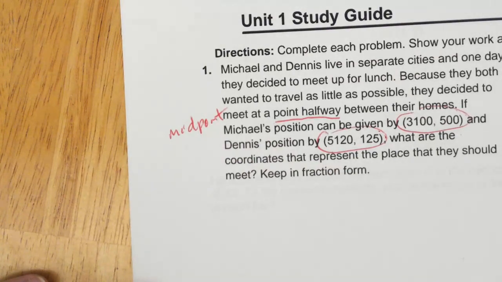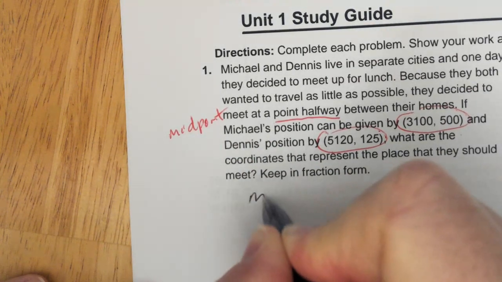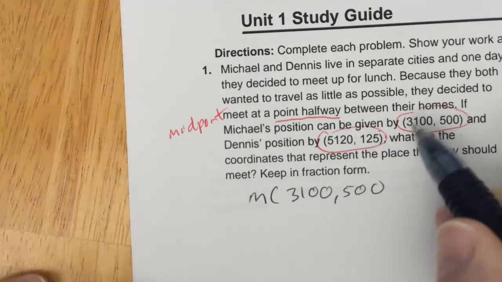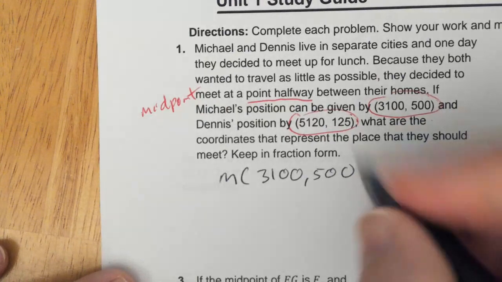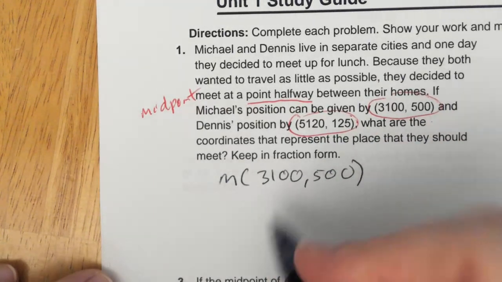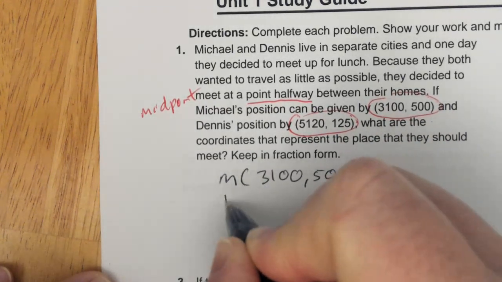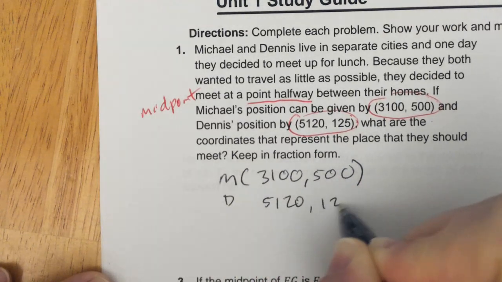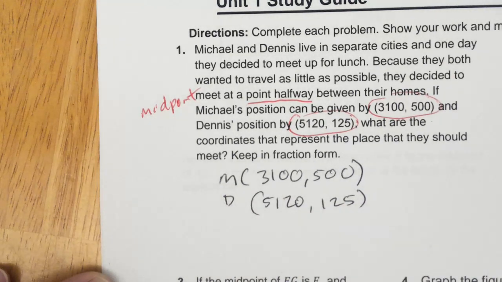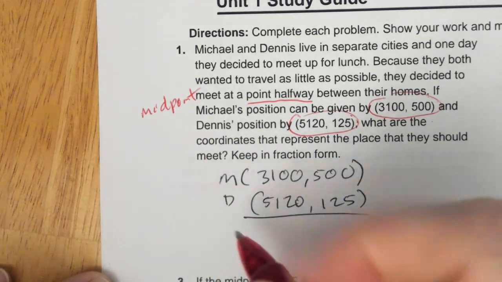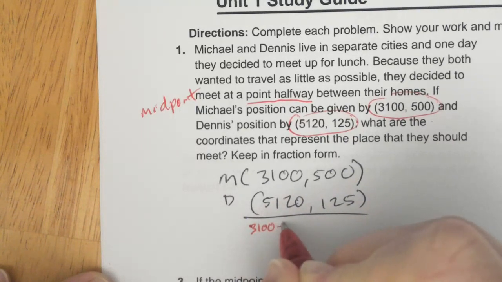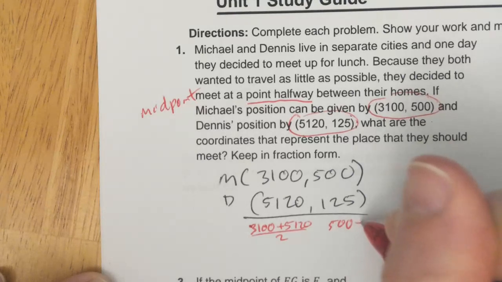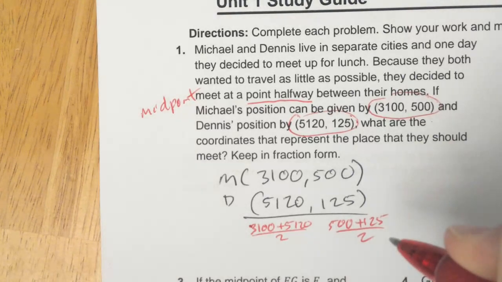All right, so let's write down our coordinates. Michael is at 3100, 500. And double check that you write down the correct coordinates, because a typo would mess everything up. And then Dennis is 5120, 125. We said that we're going to add them together, divide by 2. So 3100 plus 5120, divide by 2. And 500 plus 125, divide by 2.